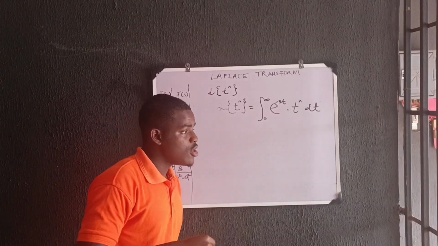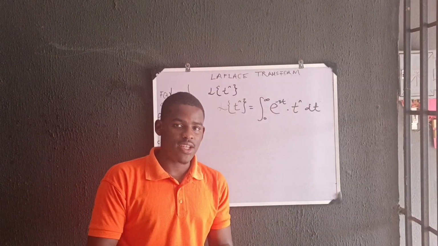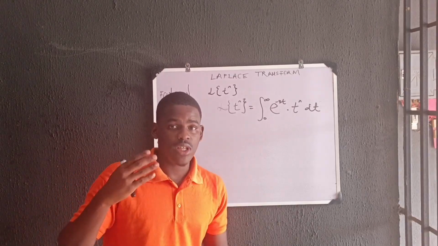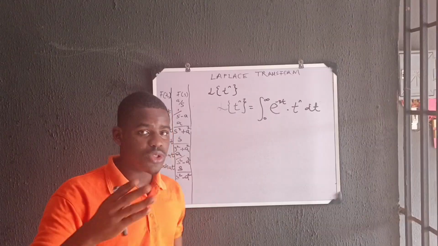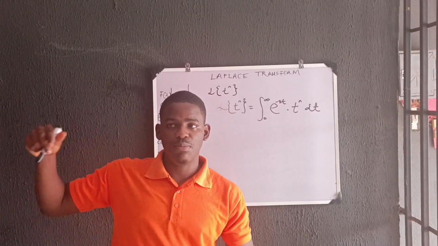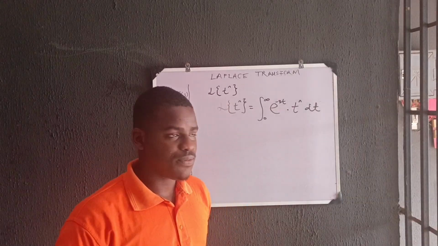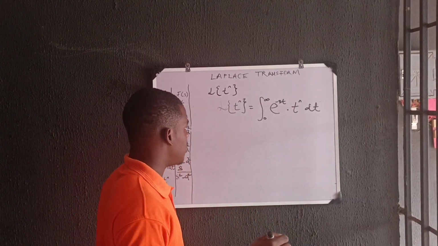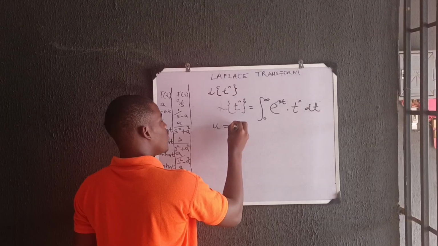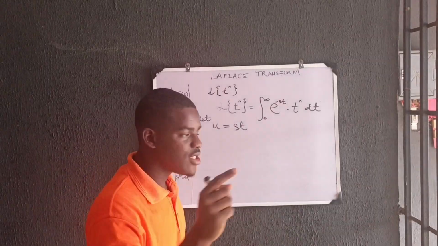Now, if you want to break this down, engineering students, you're going to see a pattern here. The technique we use to break this down is something called the u substitution method. You're going to treat this in your basic integration. Most engineering schools do it in their 100 level, the u substitution method for integration. So here, what are we going to say? Let u be equal to st.